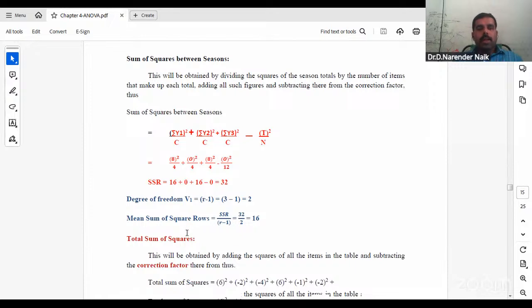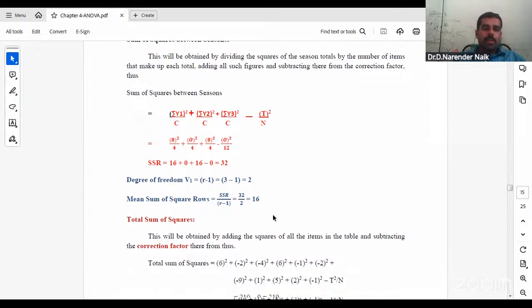8 square by 4, 0 square by 4, 8 square by 4, then 0 square by 12. SSR is equal to 16 plus 0 plus 16 minus 0, which is equal to 32. Then degrees of freedom: V1 is equal to R minus 1, that is 3 minus 1 is equal to 2. Then mean sum of squares is equal to SSR divided by R minus 1, that is 32 by 2, which is equal to 16.